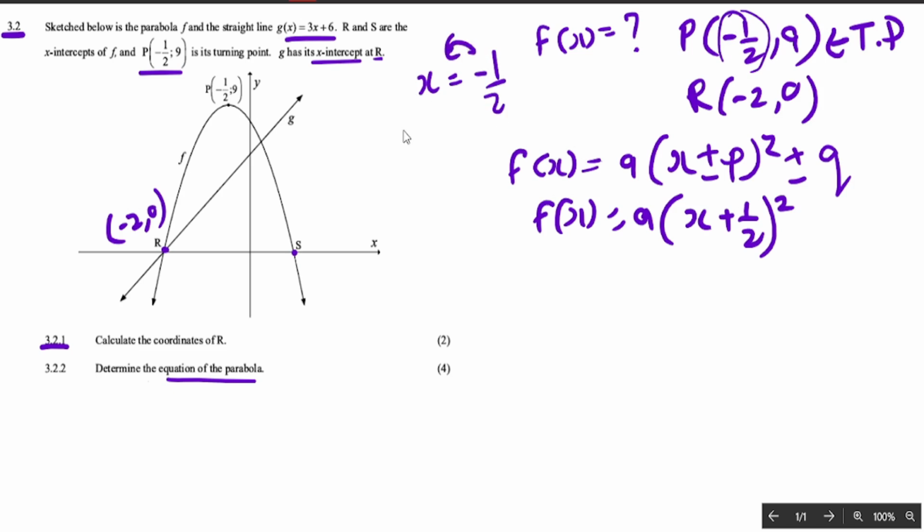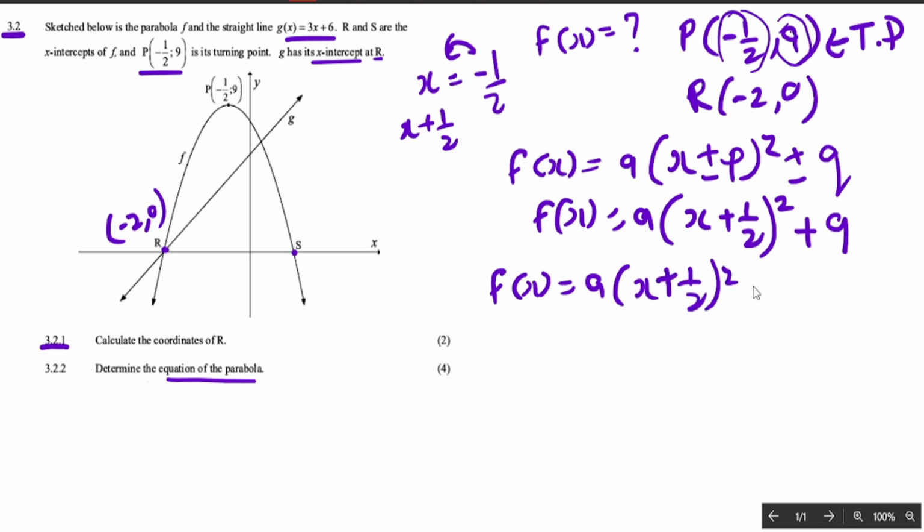Take this to the other side. We have x plus 1 over 2. And then the turning point, the y value of the turning point is positive 9. So you're just going to write that positive 9. So now you have f of x is equal to a into x plus 1 over 2 squared plus 9. But now you need the value of a to complete your equation.